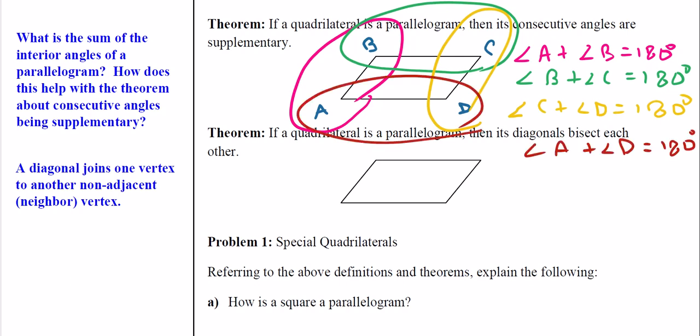Now again, these are angles that are next to each other. So previously we said if they're across from each other, if they're opposite angles, they are congruent. But in this case, we're saying if they're consecutive. Consecutive means they're next to each other. They're neighbors. If we find two neighbors, they're going to be equal to 180 when you add them up. This is true for all parallelograms.